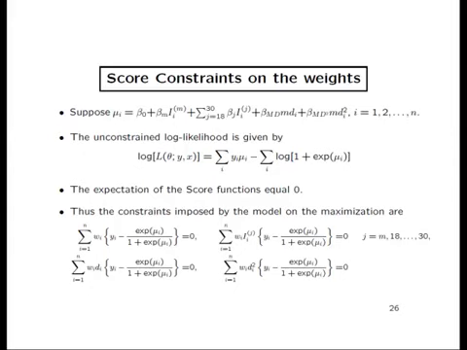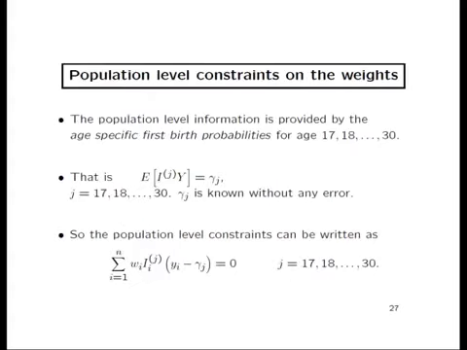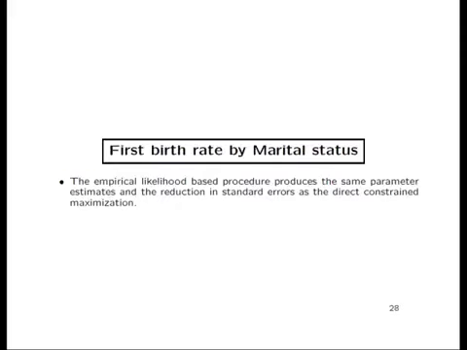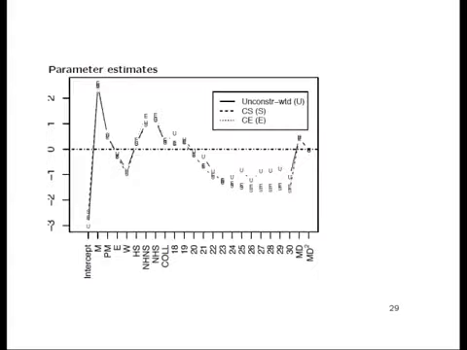The unconstrained likelihood is just a logistic regression. We can write down the score for the logistic regression, and we can also have constraints from the population level information. I've just written them down. I don't need you to memorize them, it's just a point. Although it's somewhat laborious to write down, it's relatively straightforward. So what actually happens is we then run this empirical likelihood procedure with the population level constraints, and this is what we actually get for the estimates.